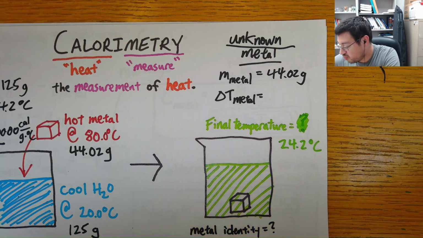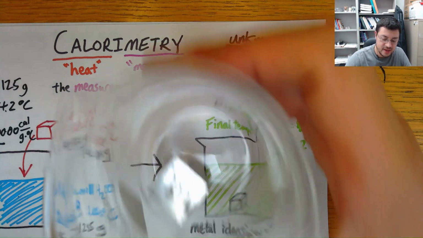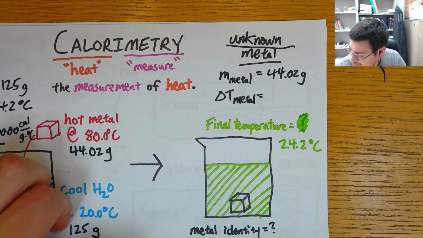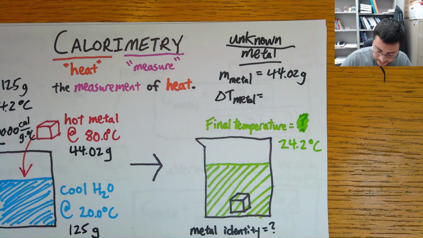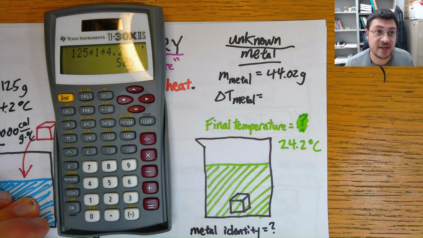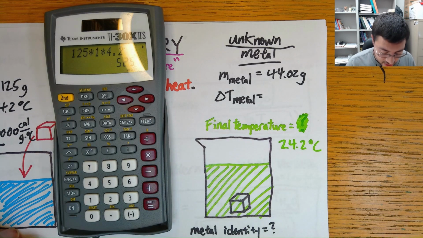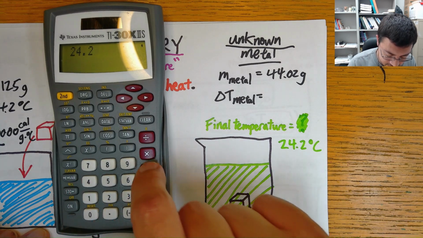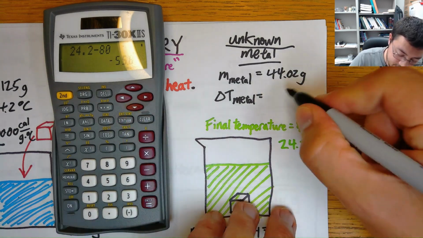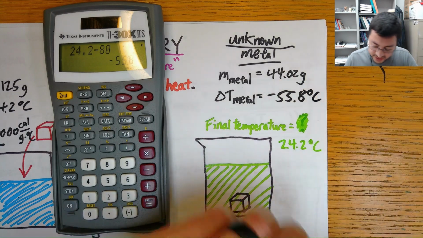Notice that because the water and the metal are in contact with each other in the experiment, that means they're going to end up at the same temperature. Same final temperature. That's why I'm able to use that same final temperature for both substances, the water and the metal. All right, so 24.2 minus 80, and we're going to get a negative number here. Negative 55.8 degrees Celsius.